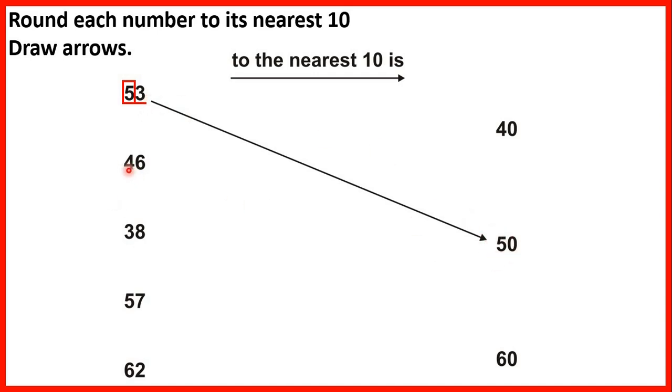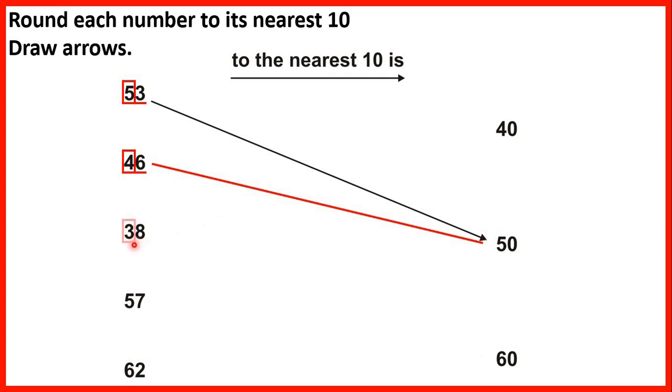Now we have 46. We can find our tens, look at our ones, and if the digit is 5 or more, we round up. So when we round up, our tens digit increases by 1, so this 4 becomes a 5, which means 46 will round to 50 as well. It's between 40 and 50, but it's closer to 50, so that's what it rounds to.